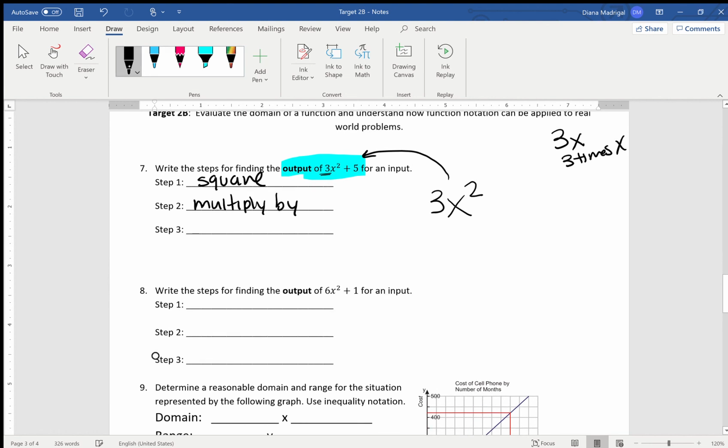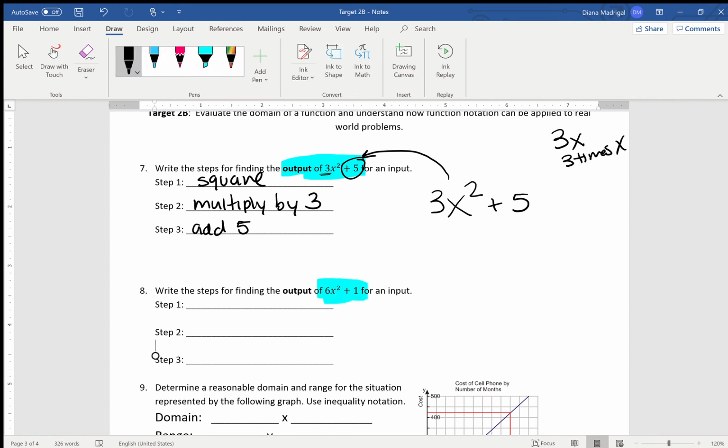by 3. And the last step, we have the addition of 5. So plus 5. Add 5. And that's it. See how our input, which was just x by itself, now looks like the output? By doing our steps, you square the x, multiply by 3, and then you add 5. You're doing number 8, okay? Pretty easy. You have 6x squared plus 1.